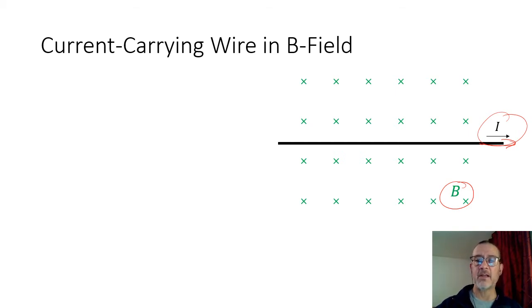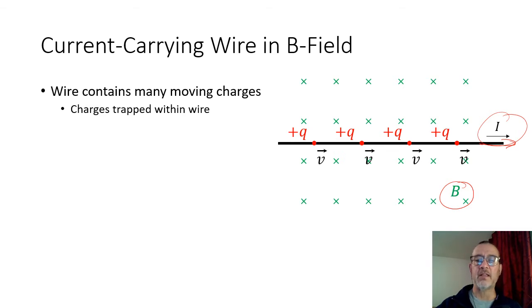Now, if I have that current carrying wire, it turns out that that wire has many charges that are moving. Actually, we now know that it's negative charges moving to the left and not positive charges moving to the right, but we have the convention of a positive current being the direction that positive charges would move if it were the positive charges that were moving. So let's just imagine for a second that the positive charges are moving with a certain velocity to the right.